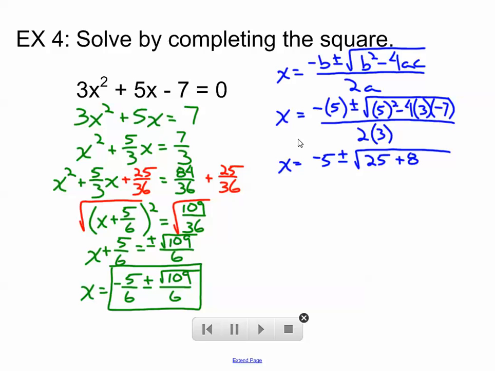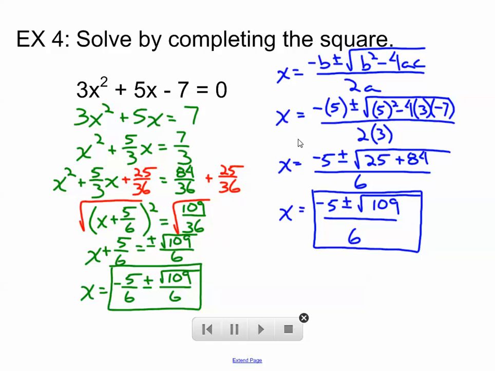Five squared is 25. Multiply, we get 84. 25 plus 84, guess what? 109. -5 plus or minus the square root of 109 over 6 is the solution. And hey, the green answer and the blue answer are the same thing. Just kind of rewritten. Instead of 2 fractions, it's written as 1 fraction.